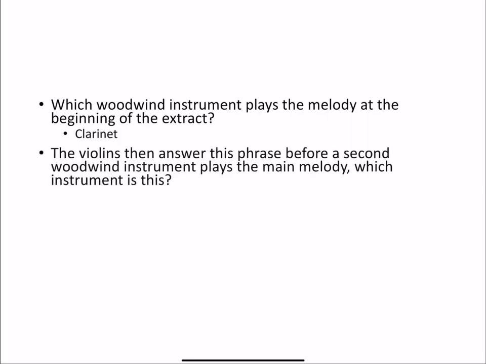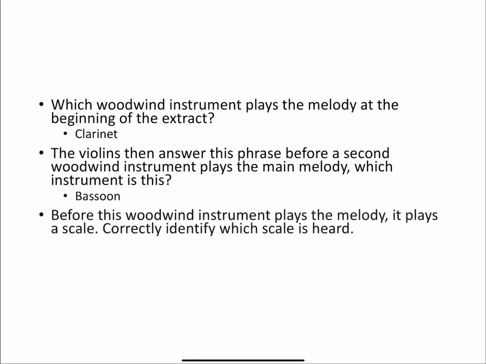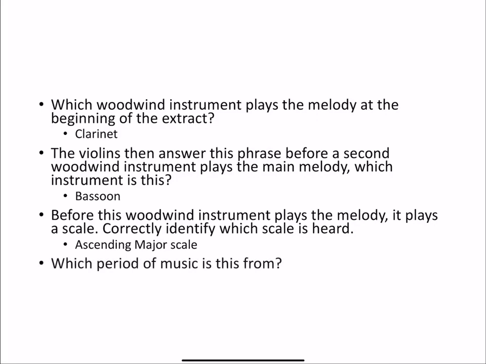Next question, again, is about a woodwind instrument. The next one to play the same melody that we've just heard is the bassoon. And it enters melodically by playing an ascending major scale. And the period of music is the Romantic, and the composer is Rossini. You might know this piece of music, it's quite famous. It's actually an overture to an opera, Barber of Seville.